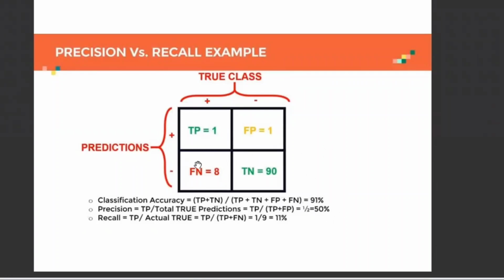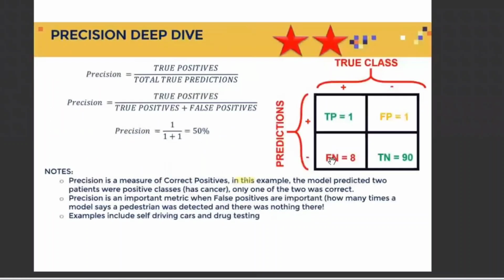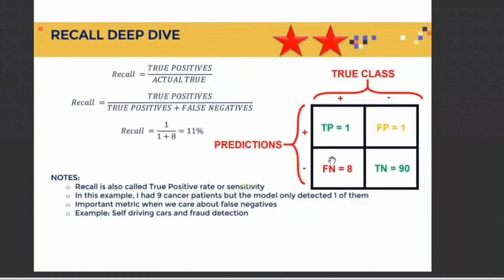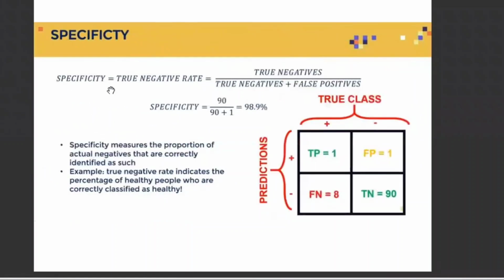Now precision, you are calculating the precision not only for positives, and along with the negatives also you have to calculate. Right? Now, the next one is called specificity. Specificity is also called the true negative rate. True negative rate is nothing but true negatives divided by true negatives plus false positives, which in this case is 90 divided by 90 plus 1.